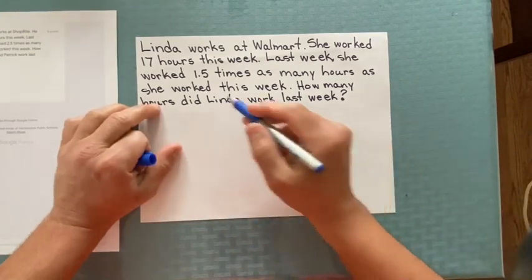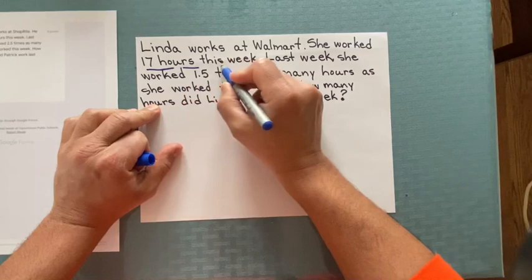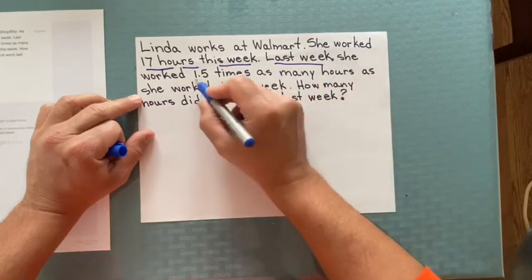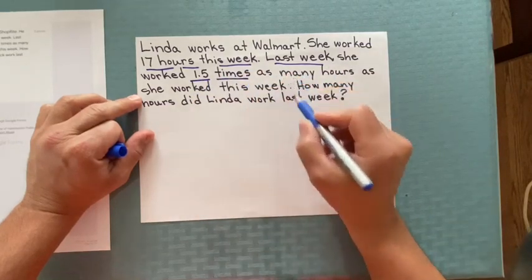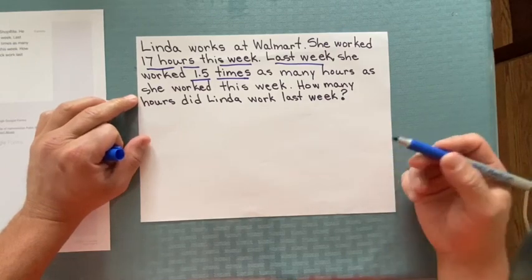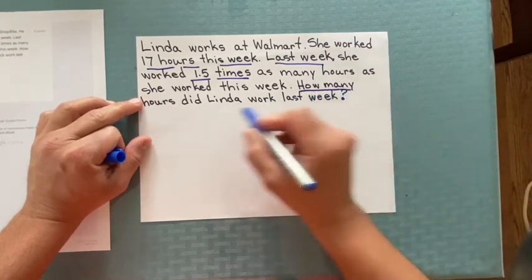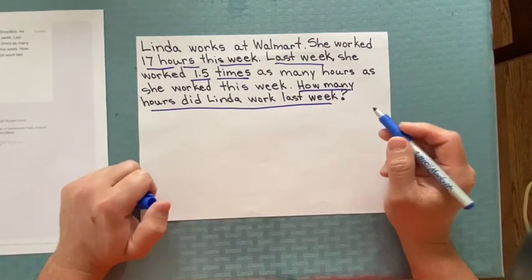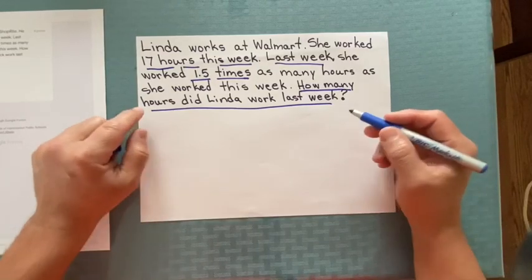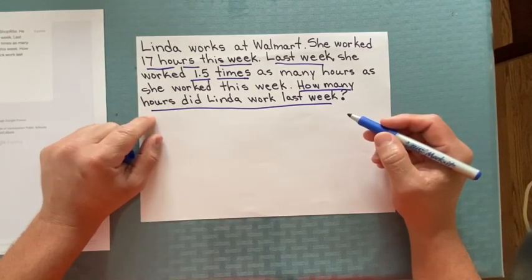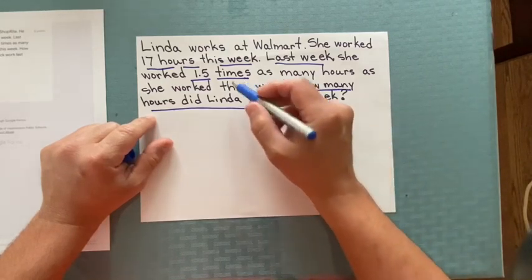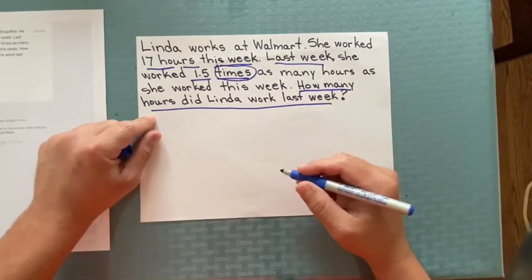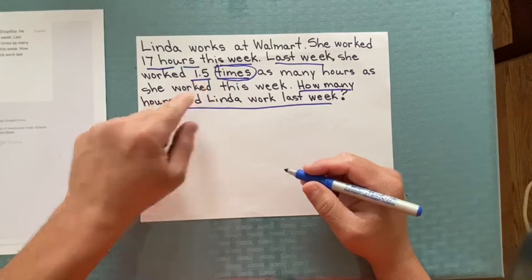Well, we know that she worked 17 hours this week, okay? And we also know that last week she worked 1 and 5/10 times as many hours. What do we want to find out? Well, the question at the bottom is, how many hours did Linda work last week? Okay, so if we go back, there is one word that tells us which operation we're going to use. What word do you think that is? If you said times, you are correct. Times means that we're going to multiply. So we're going to multiply 17 times 1 and 5/10.